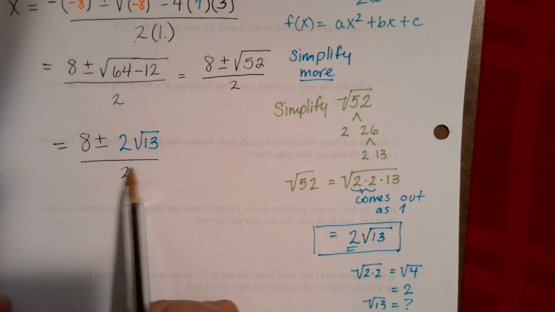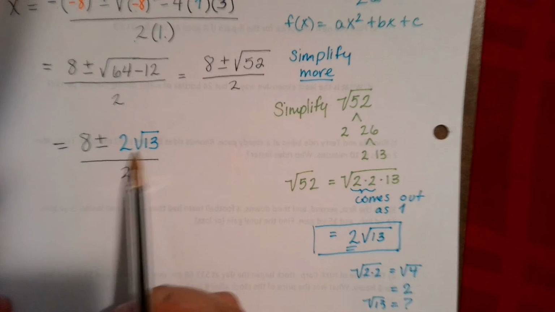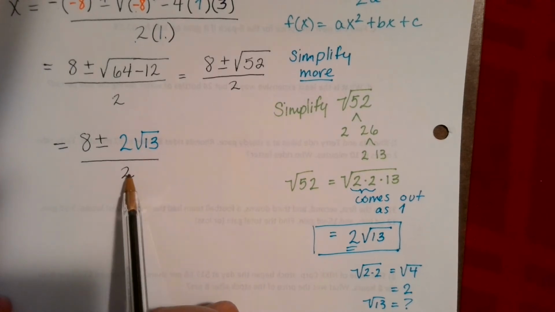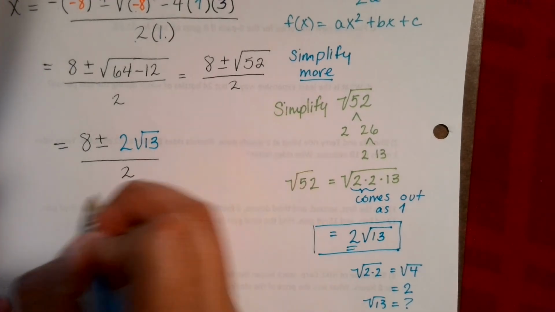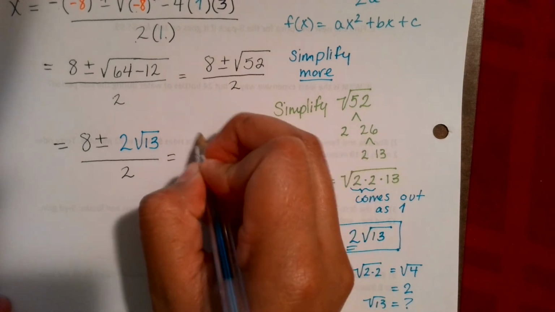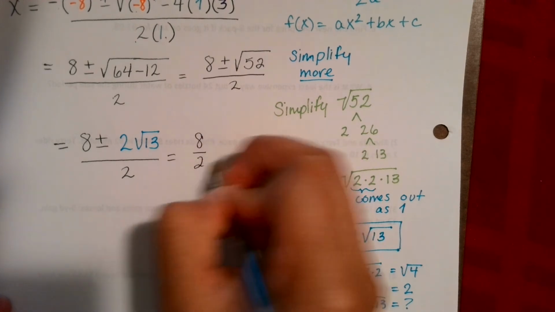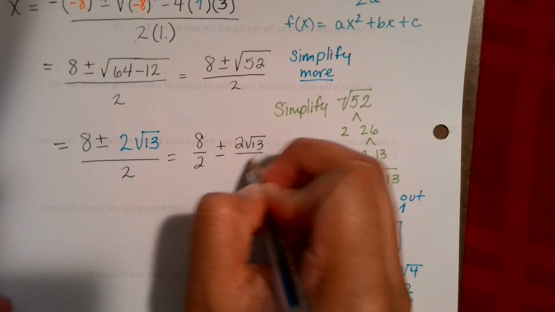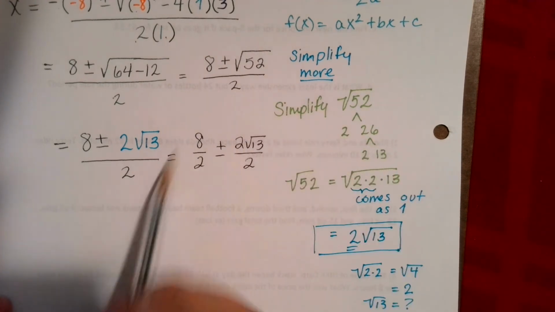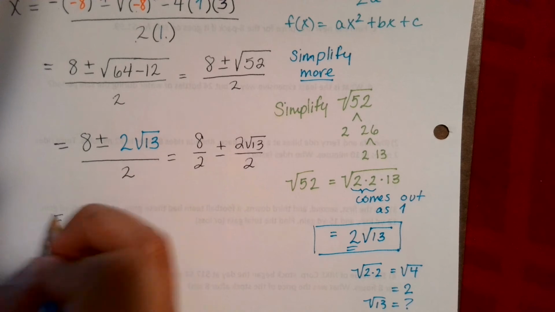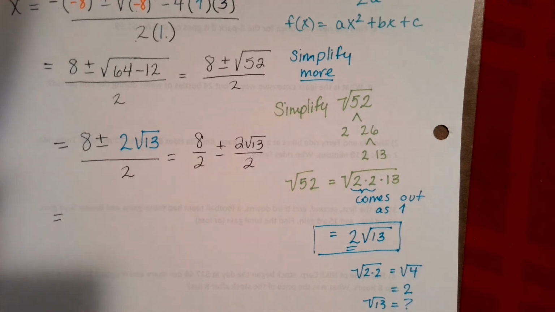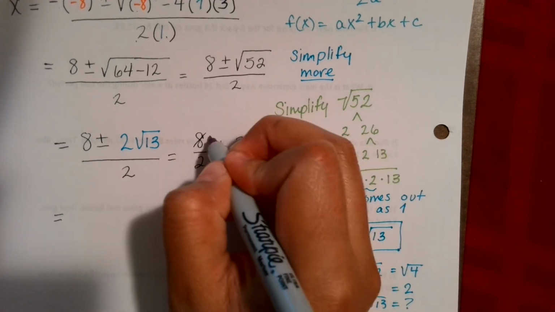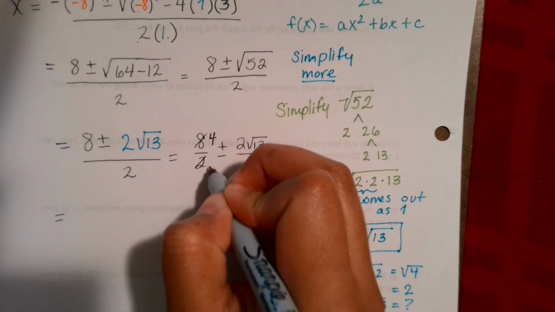This is a fraction. 8 plus or minus 2 square root of 13 is all being divided by 2. So I'm going to write it like this. I'm going to divide the 8 by 2, and I'm going to divide the 2 square root of 13 by 2, because the 2 is dividing both terms. And then we're just going to simplify. 8 divided by 2 is 4. 2 divided by 2 is 1.